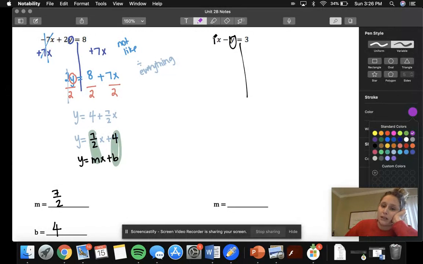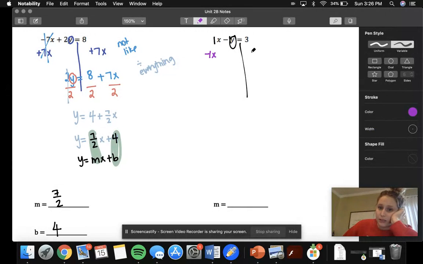The opposite of a positive 1x, because this is a positive x, is a negative 1x, because a positive and a negative make a 0. But when I drop this down, this is a minus y, so I need to put a minus y. You can put a 1 if you want to, but you don't have to. Again, 3 and 1x are not like things, so I have 3 minus 1x.